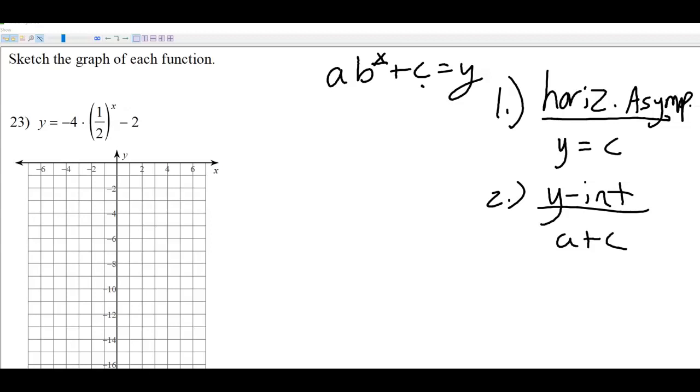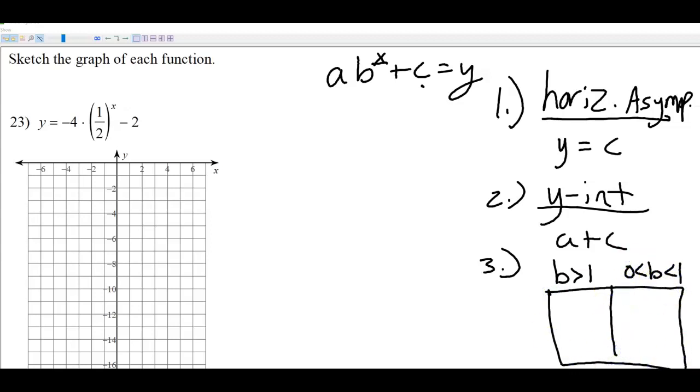Okay? The next thing you're going to do is pick out, you have enough information. After you graph your horizontal asymptote and plot your Y-intercept, you just have to figure out what shape you're going to connect those pieces with. And it's based on 2 criteria. It depends on whether b is greater than 1 or less than 1. When b is greater than 1, your growth factor, it's increasing. So your graph would look like this. But when b is less than 1, your graph is decaying, so it would look like this.